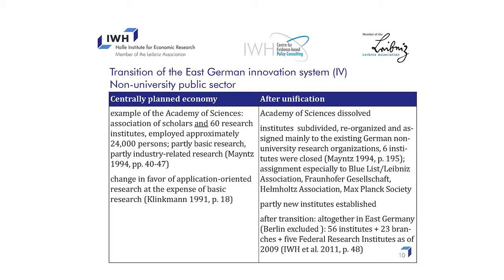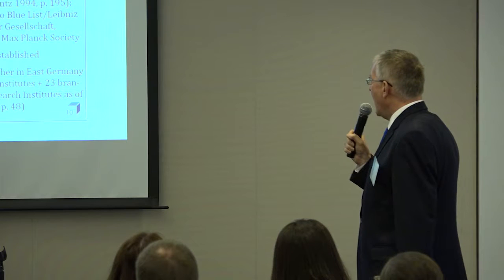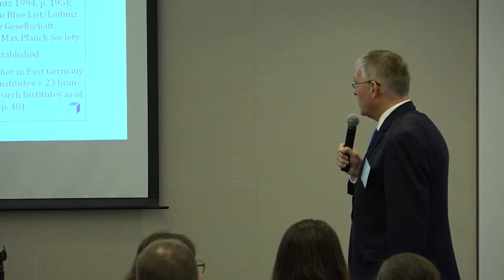Let's talk about the non-university public research sector. In the GDR, there were 4 scientific academies. I take here the example of the Academy of Sciences, which was the biggest one of the academies. It was both an association of scholars and an umbrella organization for 60 research institutes. The Academy of Sciences employed 24,000 persons, and its mission was both basic research and industry-related research.